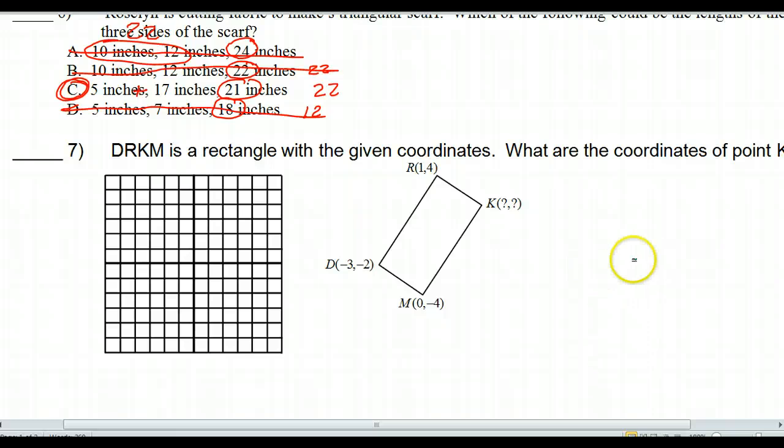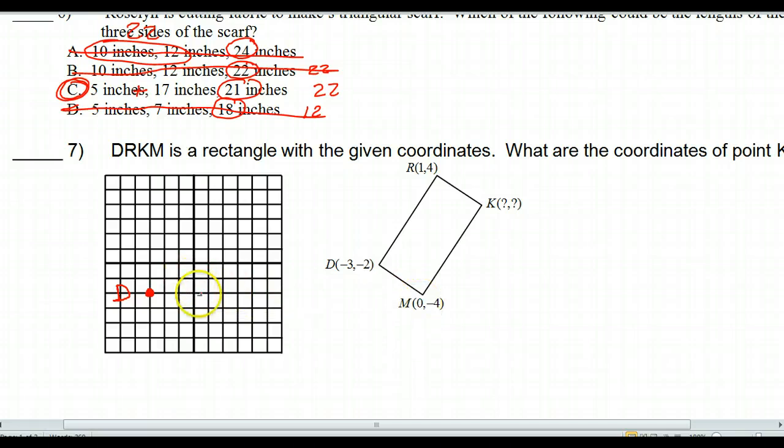So number 7, I gave you 3 out of 4 of the corners of a rectangle. You're supposed to find the 4th vertex there. Easiest thing to do is utilize the graph paper that I've so generously provided for you. So look, I've got the -3, -2. Go ahead and graph that. -3, -2 would be like right here. So that's like my D.